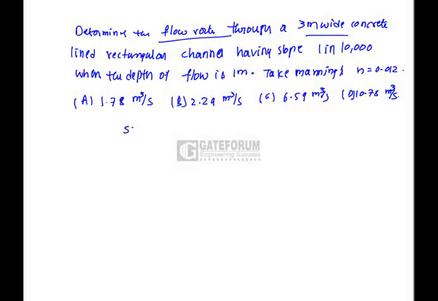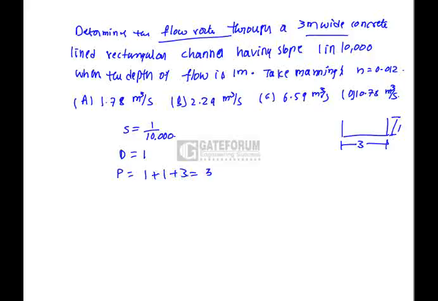Question, we have to find out the flow rate through a 3-meter wide concrete lined rectangular channel having a slope S equal to 1 in 10,000. The depth D is equal to 1 meter and width of 3 meters. So perimeter is going to be 1 plus 1 plus 3, that is equal to 5 meters. Area of the rectangular channel is going to be 3 into 1, that is equal to 3 square meter.